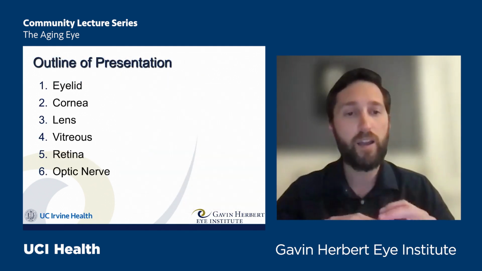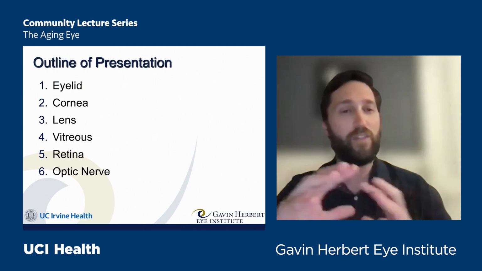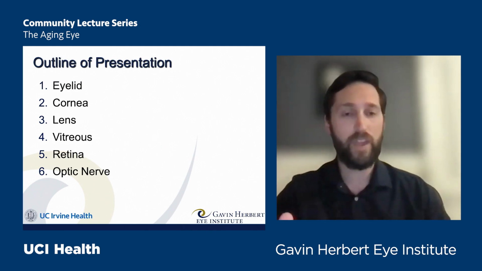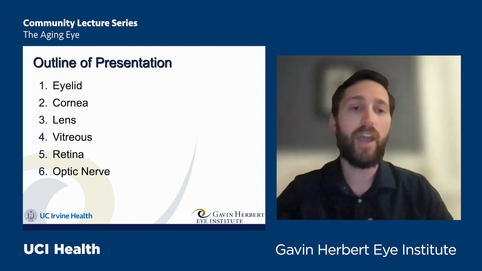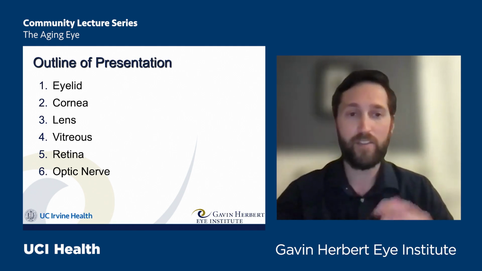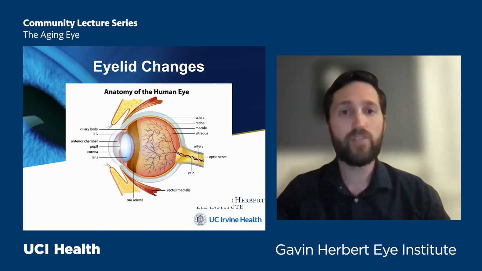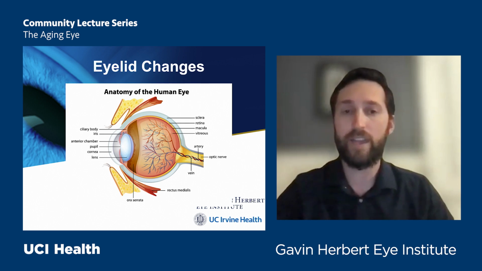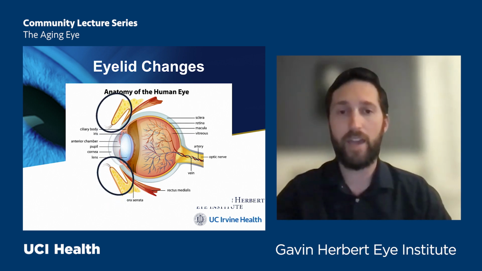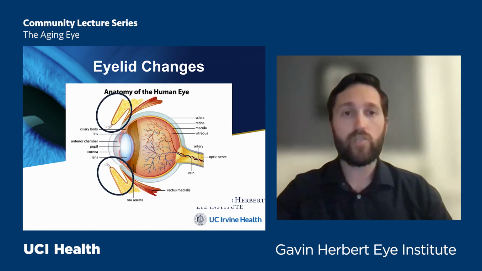Okay, so today we're going to talk about three things that are more in the front part of the eye that are common changes that happen with age, and three things that happen in the back part of the eye. So we're going to focus on these six areas to understand aging in the eye. The first, looking back at our schematic, is what happens to the eyelids as the eye ages. So there are a couple of things.